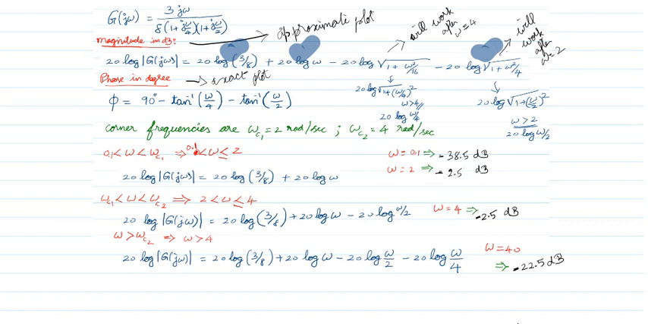Now for omega greater than 4, all the terms will be functioning. This is constant, will function at all omega. 20 log omega will function at all omega. And after 4, this term will also function, right? Because the corner frequency is 4. After 4 it will function. So based on Bode approximation, if I ignore the 1, it becomes square root of omega by 4 whole square. Square root and square get cancelled, so it becomes 20 log omega by 4. Okay. And this term will also function, right?